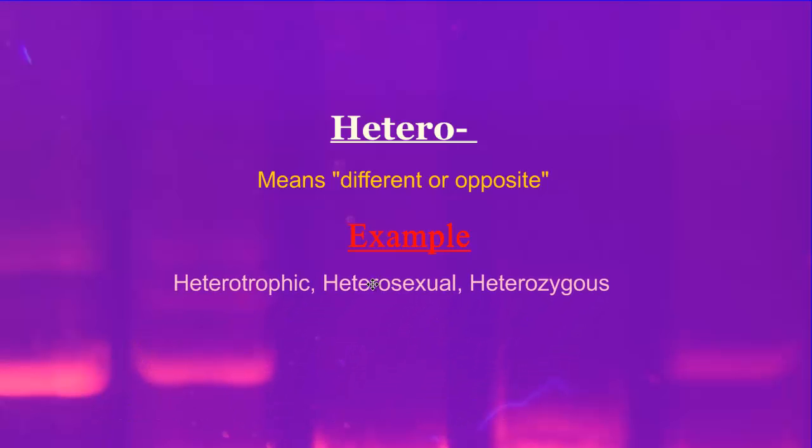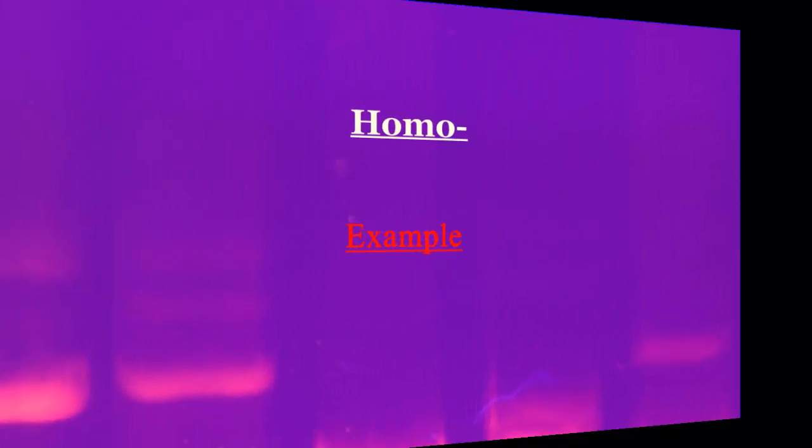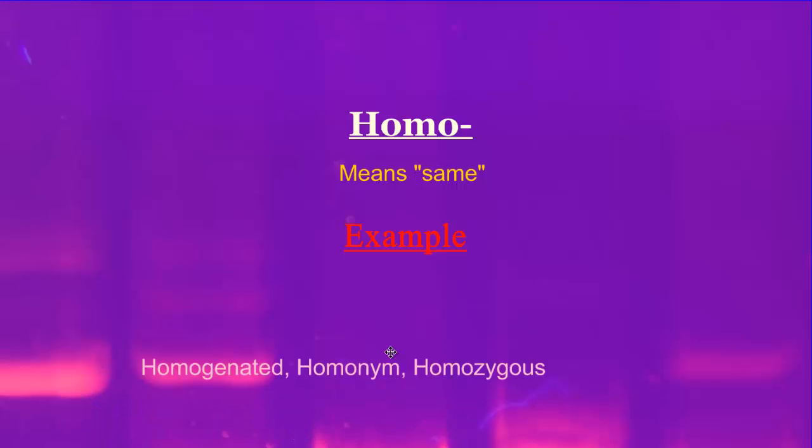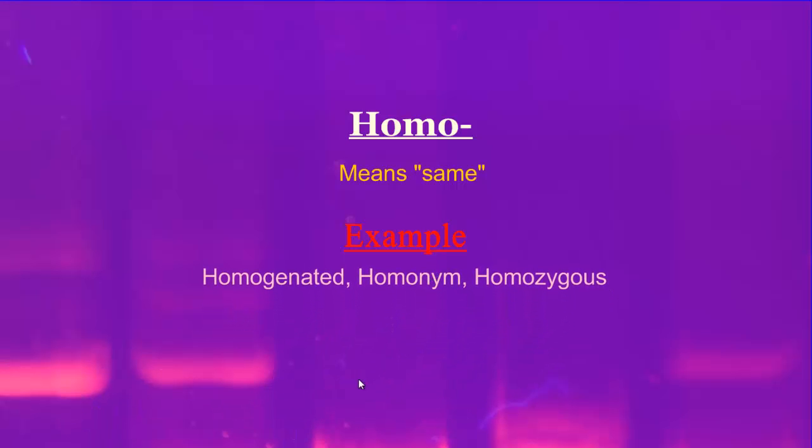The next prefix will be hetero. Hetero is a prefix that most of you will be familiar with, however may not know the actual meaning. It means different or opposite. For example, you'll hear hetero being used in words like heterotrophic, heterosexual, heterozygous. The next prefix you're probably also familiar with. The prefix is homo, which means the same. We use the prefix homo a lot in words like homogenized, homonym, or homozygous.